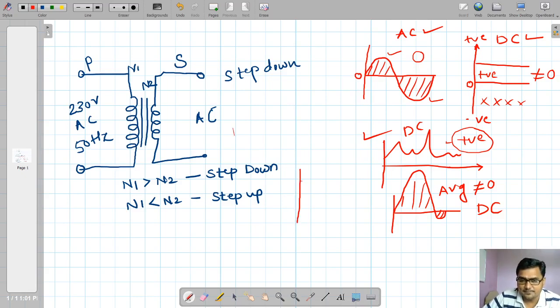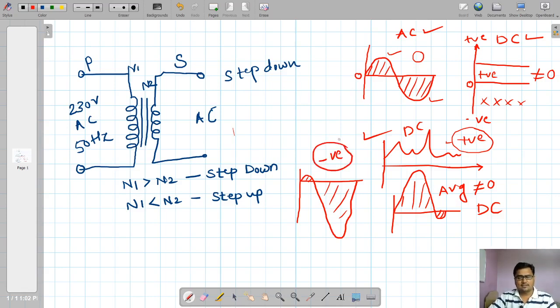Now, in my case, there is a very small positive half cycle, but a large negative half cycle. Look at this: here also there is a positive half cycle and a negative half cycle. Both half cycles are present. But what about the average value of the complete signal, including positive as well as negative? The average value of the complete signal is negative. By common sense, I can tell you that the average value is negative. If the average value is negative, it means it is non-zero, and if it is non-zero, it means the signal is DC.